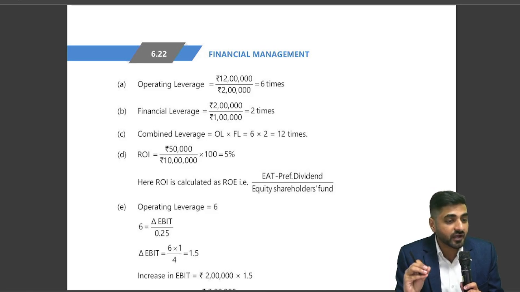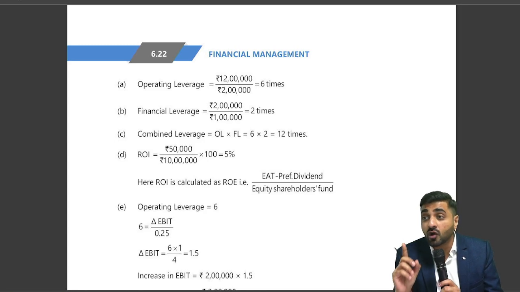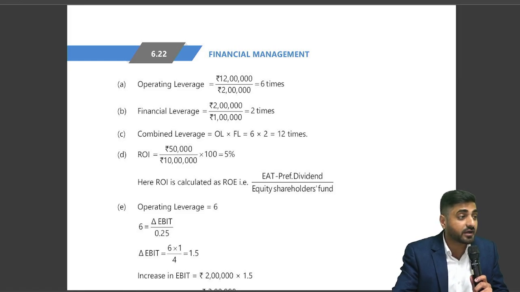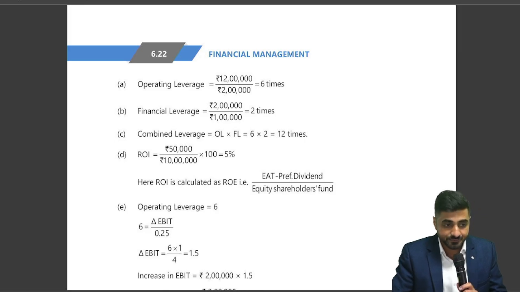Whenever we are talking about return on investment, that should always and always be what? Beta, can I say it should be EBIT upon capital employed into 100? Come on, yes or no? Yes, sir. It should always be EBIT upon capital employed, not anything else.